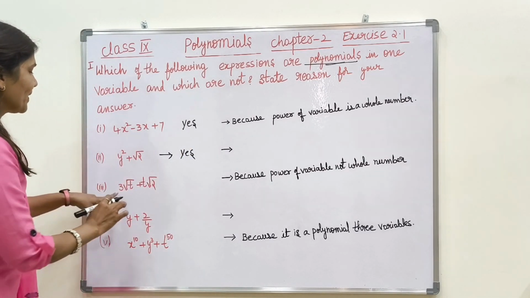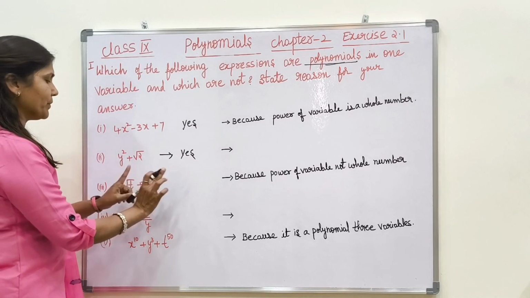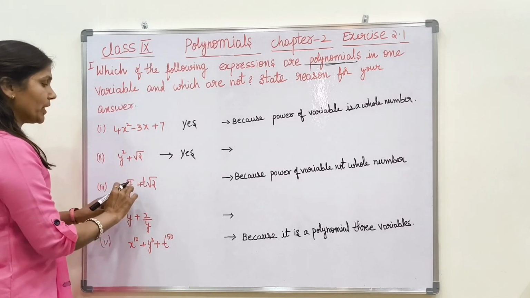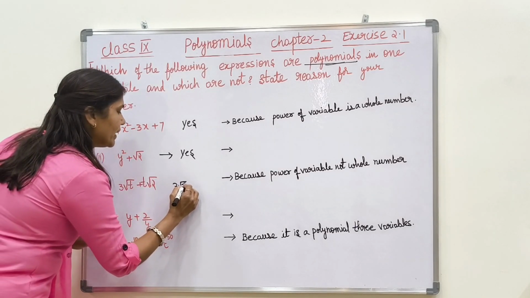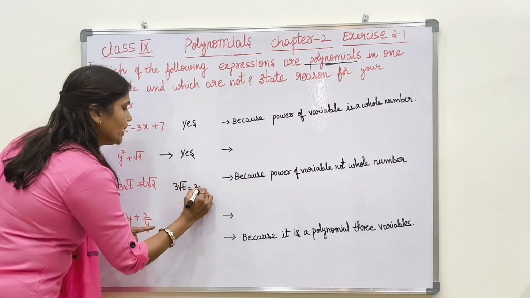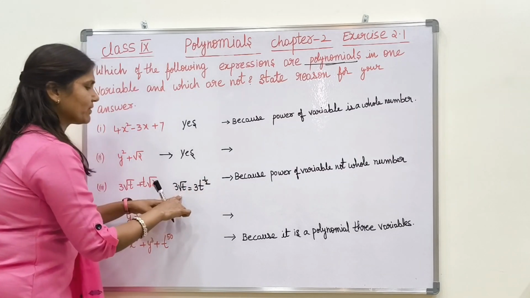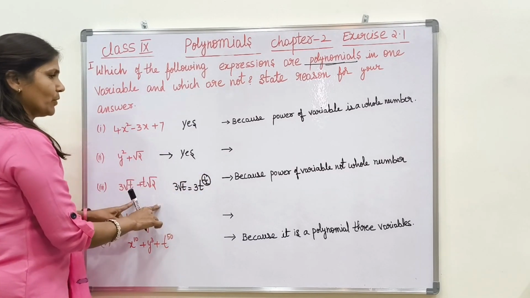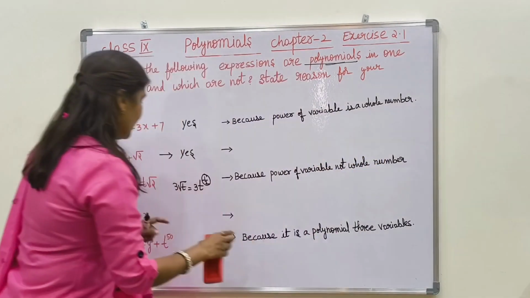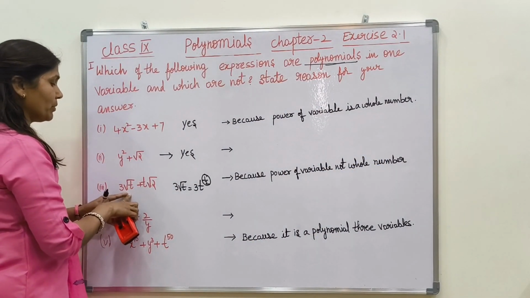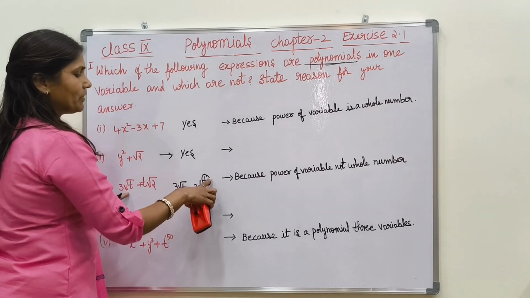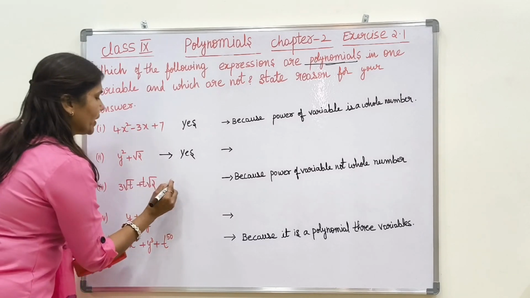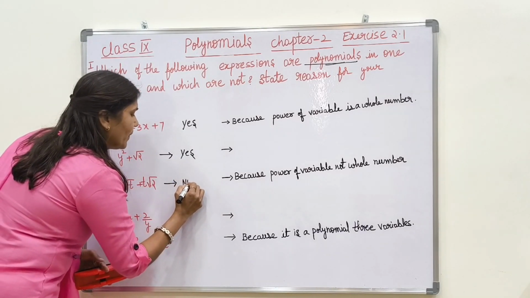Next, 3 root t plus t root 2. See here, one variable is there, no problem. But what is here? This is root t. 3 root t is equal to 3t to the power of 1 by 2. Root means square root, so its power is 1 by 2. So power 1 by 2 form is there, so it is not a polynomial. Here this number is no problem, but t root is there. t root means t to the power of 1 by 2. So fraction form is there, so it is not a polynomial. You write: no, it is not a polynomial.